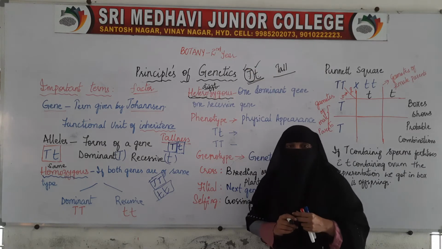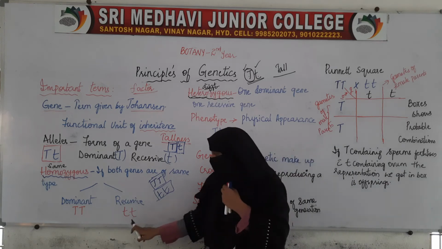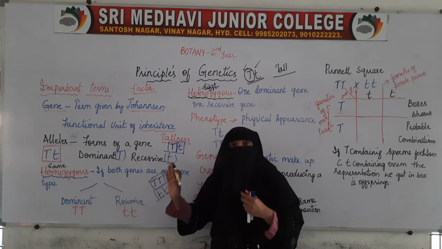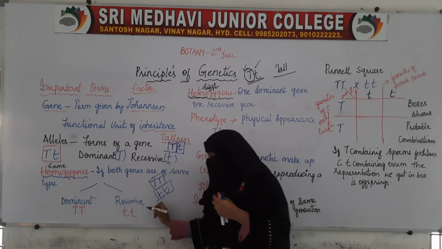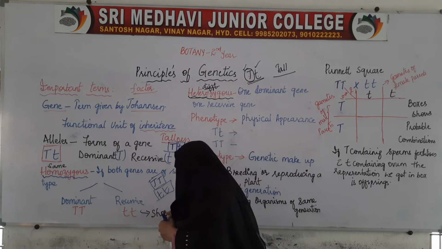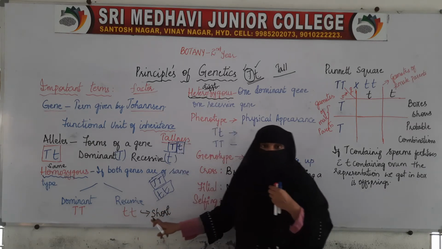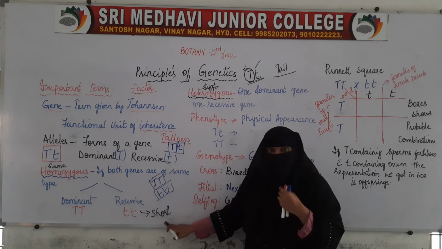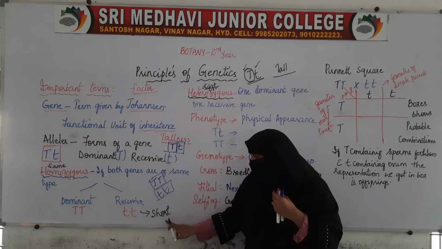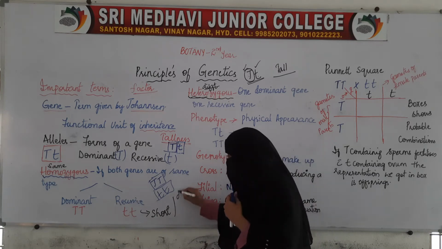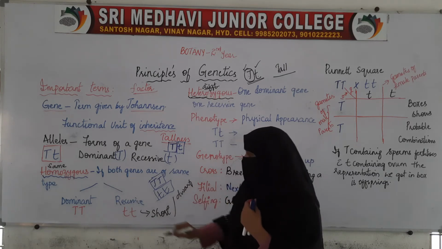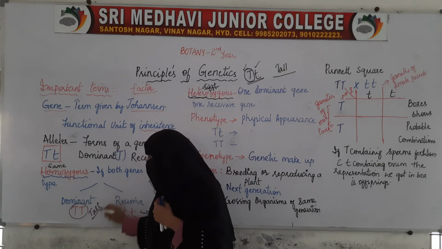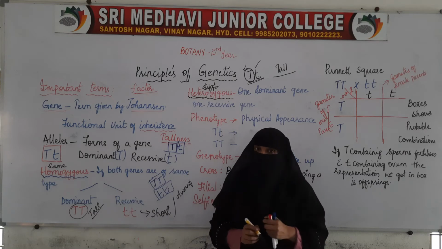For example, if a plant has both small t, then the height of the plant will be short. If a plant has these two types of genes, then the height of the plant will be short or dwarf. But if the plant has both capital T, then the height of the plant will be tall.